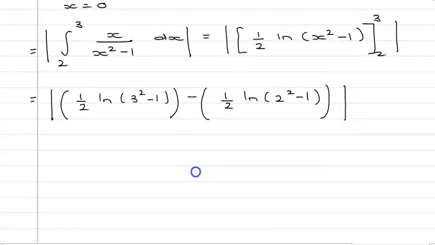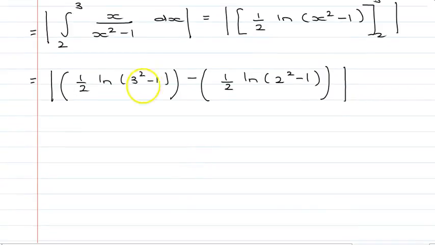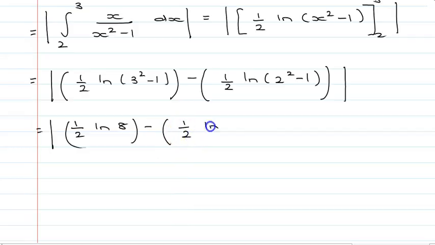Absolute value. Okay, so 3 squared is 9. 9 minus 1 is 8. So I've got 1/2 natural log of 8 in this bracket. Subtract, in this bracket, 1/2 natural log of 2 squared, which is 4, minus 1 is 3.